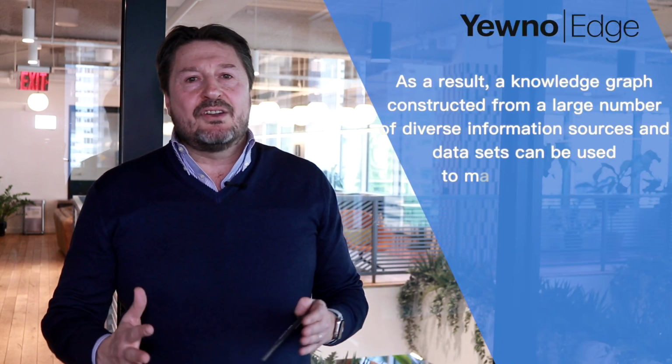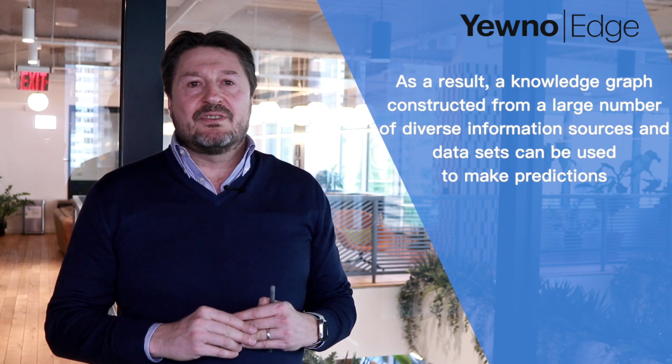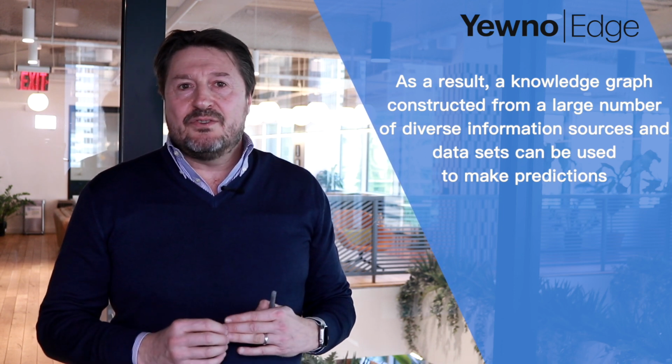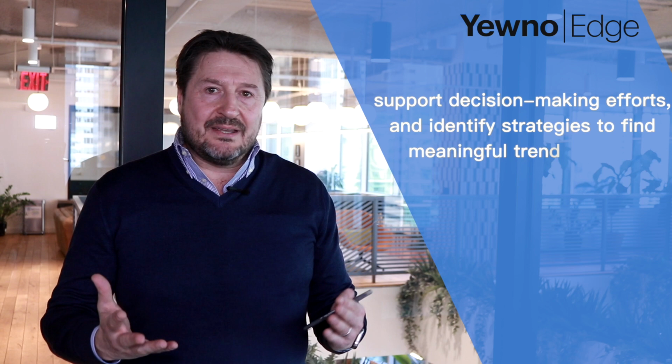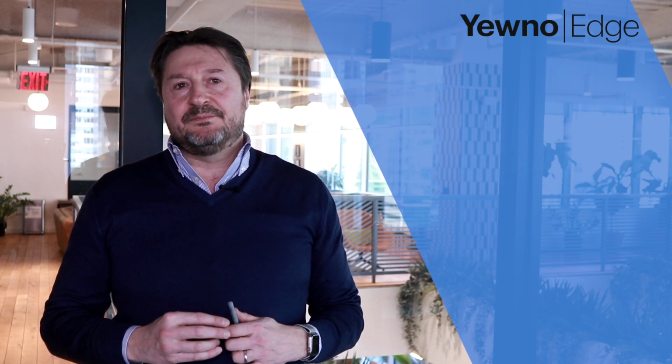As a result, a knowledge graph constructed from a large number of diverse information sources and datasets can be used to make predictions, support decision-making efforts, and identify strategies to find meaningful trends hidden within the information. A full-fledged knowledge graph can find correlation across essentially any type of dataset. Doing the kind of inferential work it might take a full team of analysts, with access to a very large amount of data, many hours to perform.